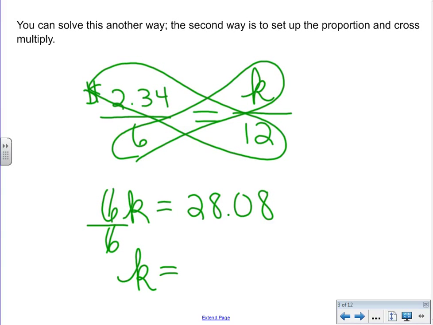But what we do on the left-hand side, we also have to do on the right-hand side. And we're going to divide 2808 by 6, and we'll get 468. So it's going to cost us $4.68 for 12 oranges.